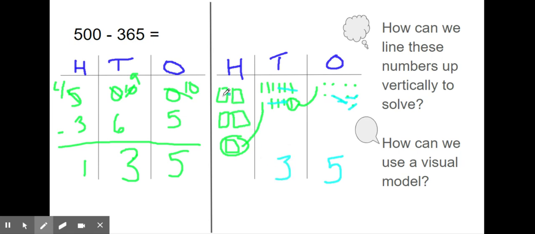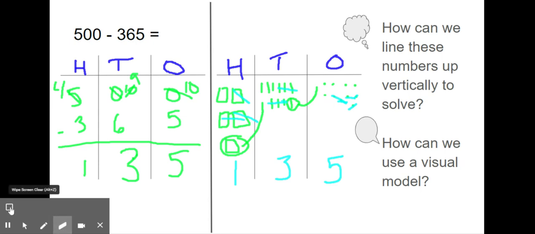And now I need to take away 3 hundreds. And I have 100 left. So I got 135 for both of my answers. Great job. Let's keep going. Let's do one more.